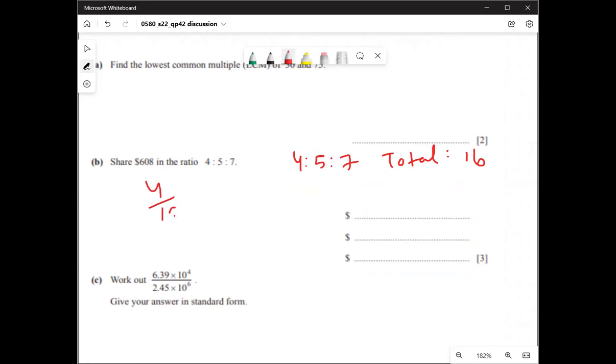We'll take 4 out of 16 into 608. We'll take 5 out of 16 into 608. And the last will be 7 out of 16. The answers are, tell me.